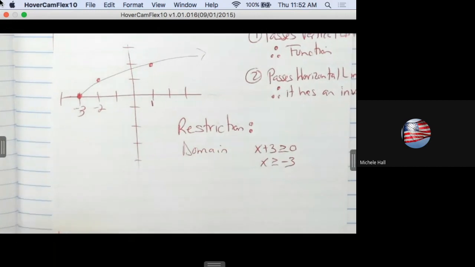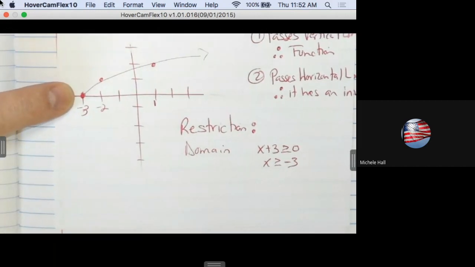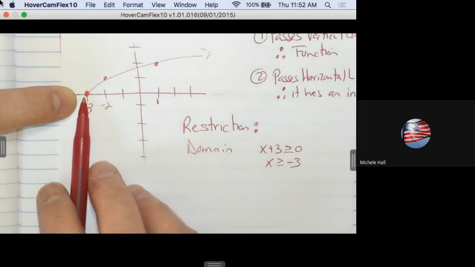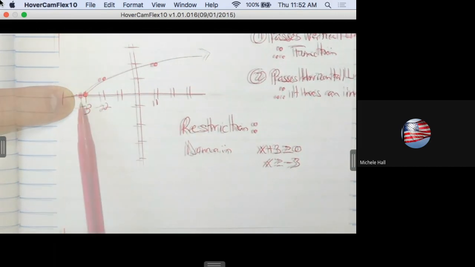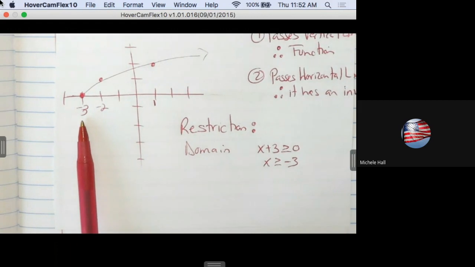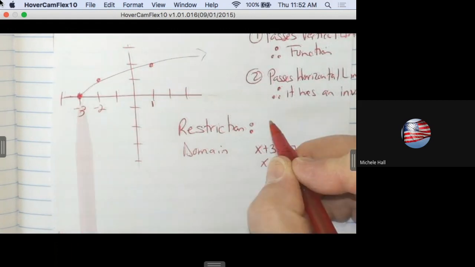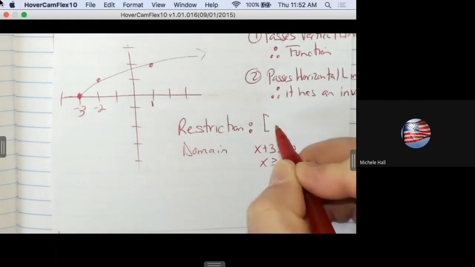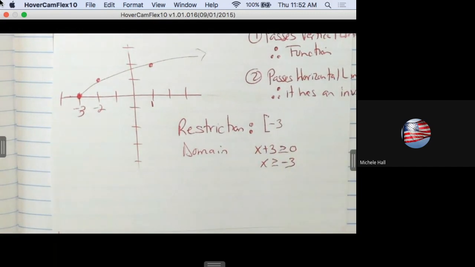I mean, we could have looked at the picture and just said that, but I want to make sure that you can find it algebraically. Where does the domain start? It starts at -3. So the restriction is the function at -3? So it can, right? It would be a square bracket. And you're going from -3 to what?